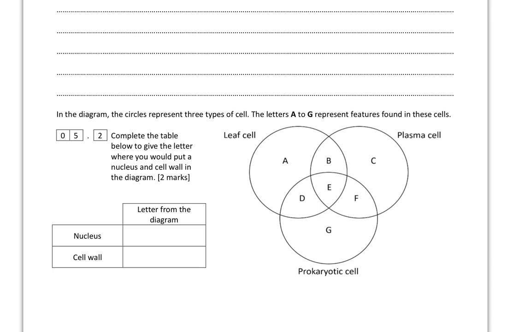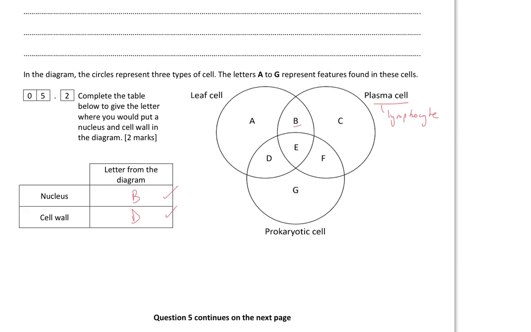Relatively straightforward. You just make sure you know that a plasma cell is a white blood cell. That's a type of lymphocyte. So it's a eukaryotic cell. So where would I find a nucleus? Well, not in a prokaryotic cell, but a leaf and a plasma cell do, so it must be B. So the intersection there, and cell wall, well, a plasma cell hasn't got a cell wall, it's an animal cell, but leaf cells do, and bacteria do, and they're prokaryotes, so it's D. And 1 for each. So yeah, that seems more generous than some before, where we had lots to do for the mark.